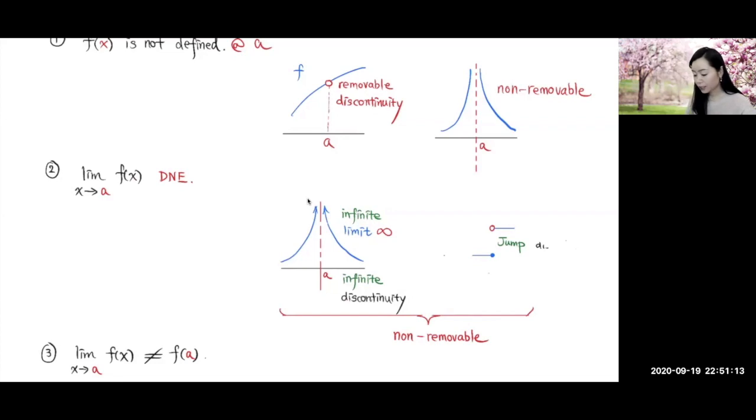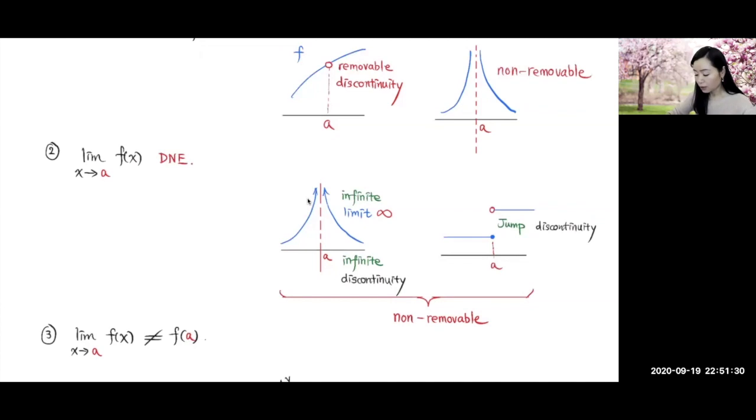In this example, we have a jump discontinuity at a. We jump from here to here. Is this a removable or non-removable discontinuity? Well, if I fill in a single dot, I cannot go from one side to the other side. So this is a non-removable discontinuity. Both this one and the infinite discontinuity are non-removable.